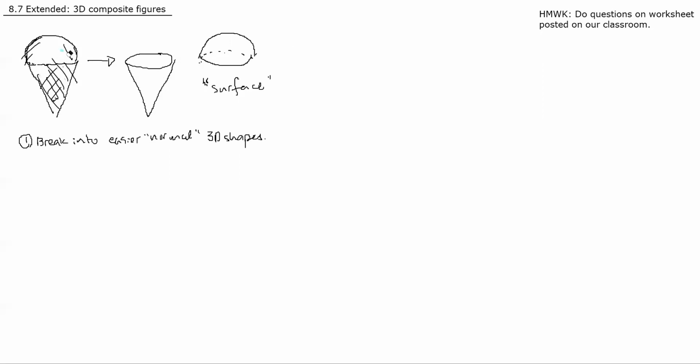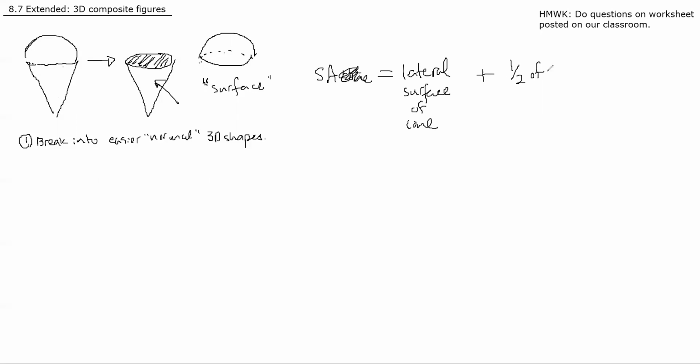In this particular diagram, the surface would be, and this is where your knowledge of formulas comes in, the surface of the entire ice cream cone is the surface area of the cone plus the ice cream. Wow, the surface area of the ice cream cone is the lateral surface of a cone, not the base portion. I don't want that. Plus half of the surface of a sphere.